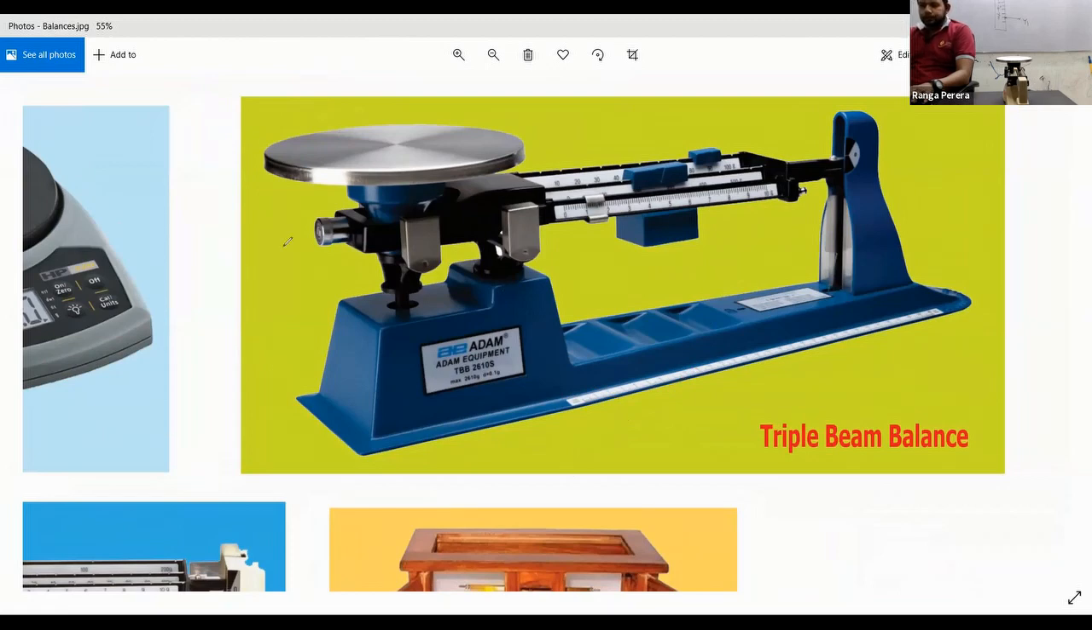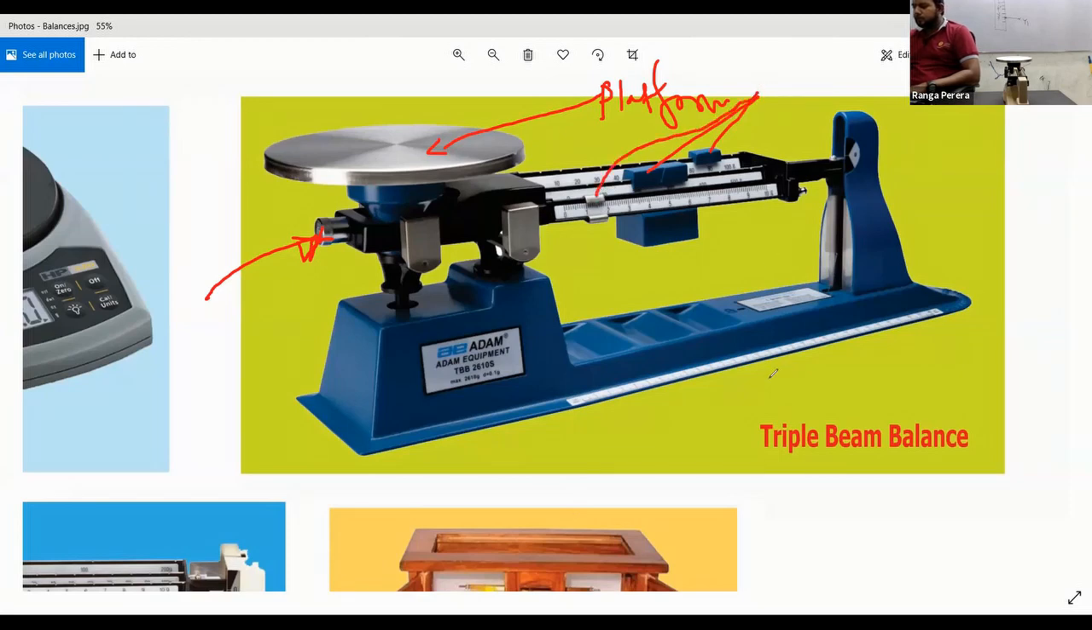So look at here. This is called the adjustment screw. I will tell you what is meant by adjustment screw. Can you write that? Adjustment screw. This is the platform. Platform.